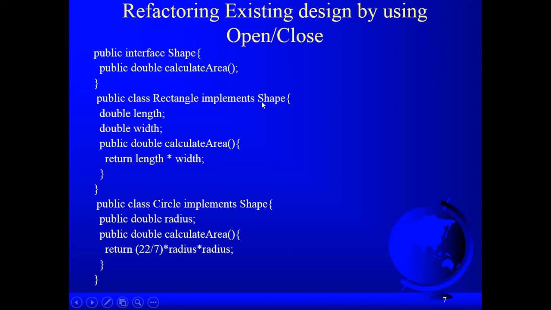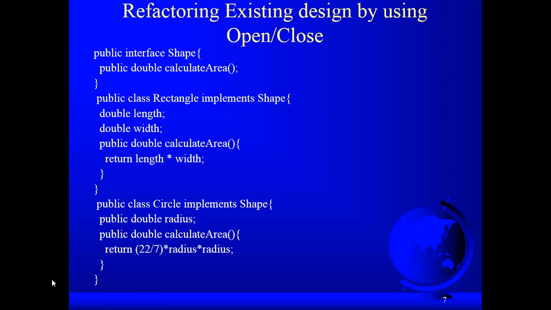This Shape will be implemented in Rectangle, the same class I used earlier without the open and closed principle. Rectangle has two properties, length and width, and I need to implement calculateArea, which is a method belonging to the Shape interface. Now I have another class, Circle, and you do the same thing. If you have another, say Triangle, you again implement this method, and that method returns the area of the triangle.